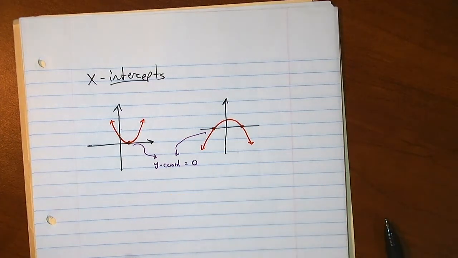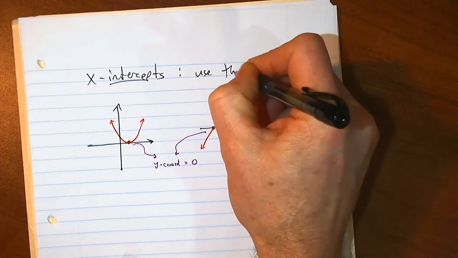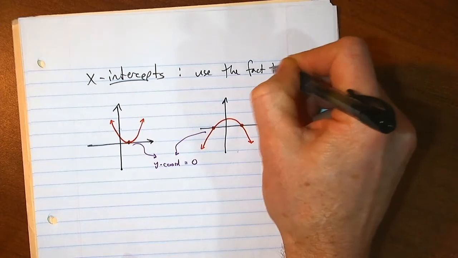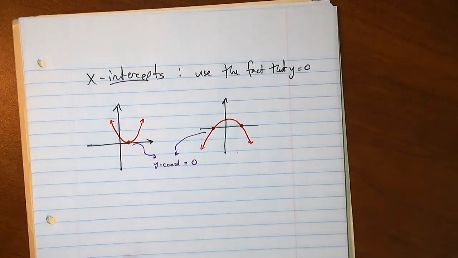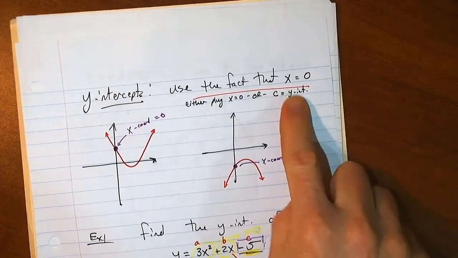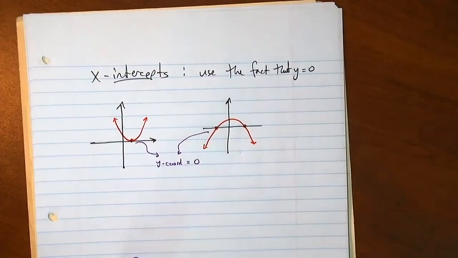Okay, so we're going to use that fact, that y equals 0. So when we're doing y-intercepts, x equals 0. When we're doing x-intercepts, y equals 0. It's always the opposite one. The other one is the one that equals 0.